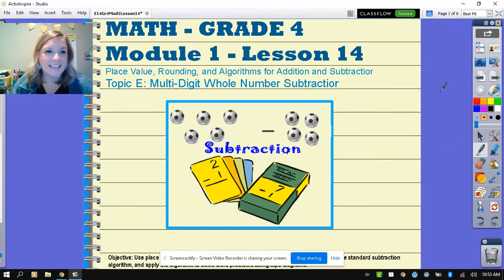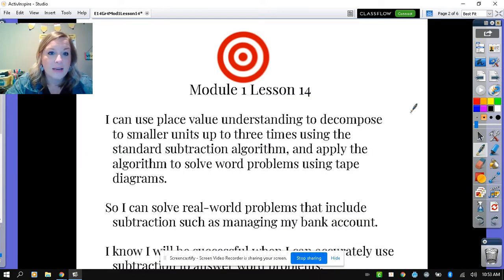Hi, fourth grade. Today we're on Module 1, Lesson 14, and we are still working on subtraction today. So we're going to move right into it. Today we're going to continue with what we did yesterday. We're going to understand place value, and then we're going to decompose those numbers in the place values to be able to use subtraction. Then we're going to apply it using the standard algorithm and using tape diagrams.